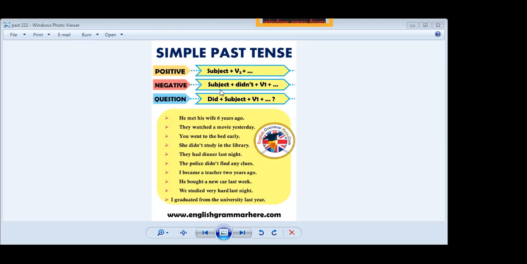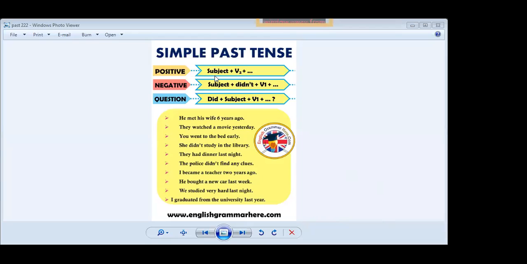So we use subject, didn't, and look here. We have verb 1. Can you see it? We use verb 1. In affirmative sentence, we use verb 2. But in negative sentence, we use verb 1. Thanks a lot. So, just 1 second.